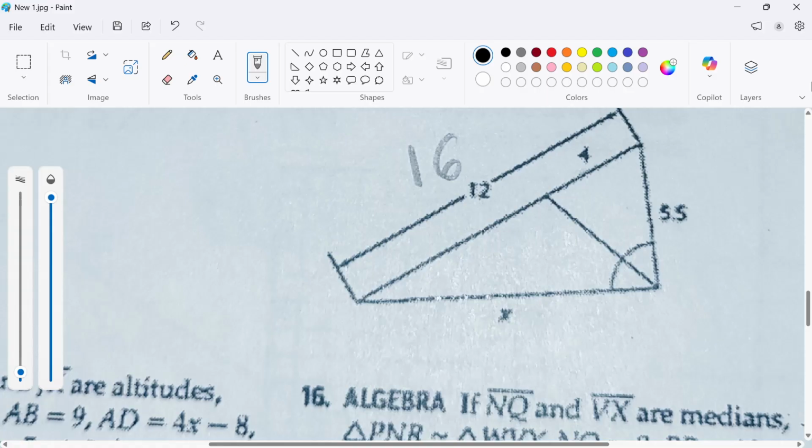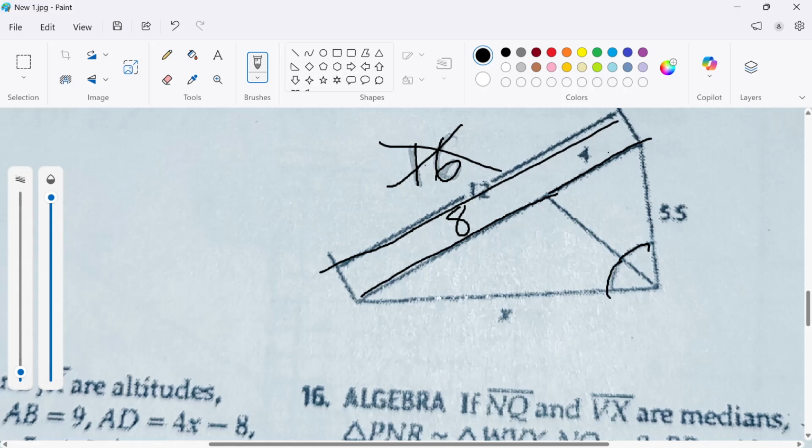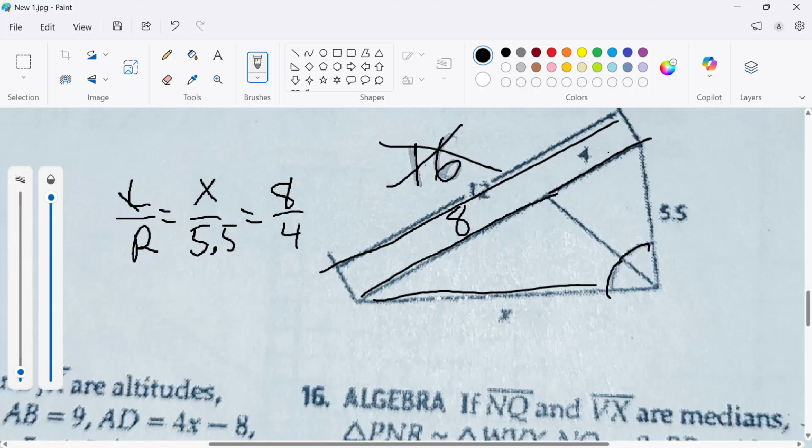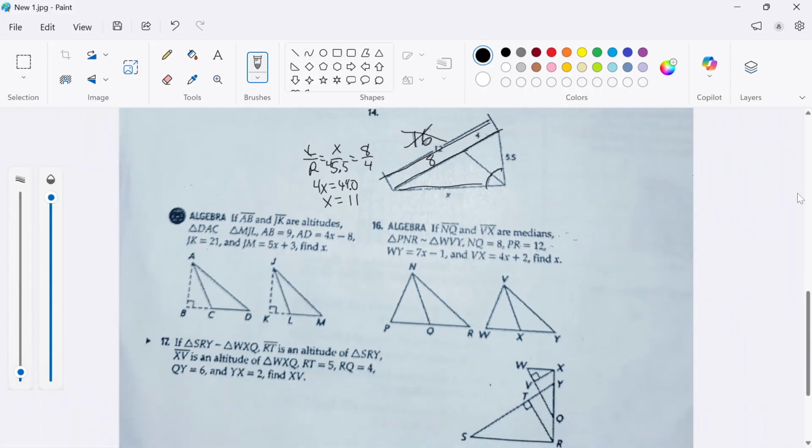Okay, here's another one. Now this whole thing is 12 and this little piece is 4. This person wrote 16, but it's 12 minus 4 for this piece, which is 8. And again, this is an angle bisector, so that means corresponding sides will be in the same ratios. X, that's supposed to be 5.5. So I'm going to put left to right, x to 5.5 equals left 8 to 4. So 4x equals 44.0, x equals 11. X is 11. Okay.